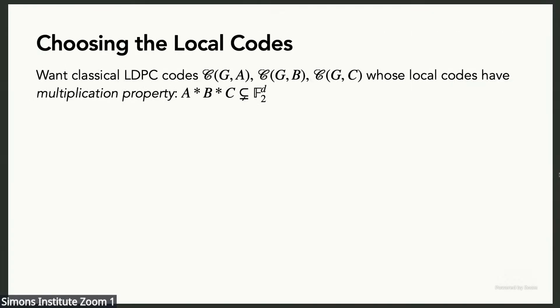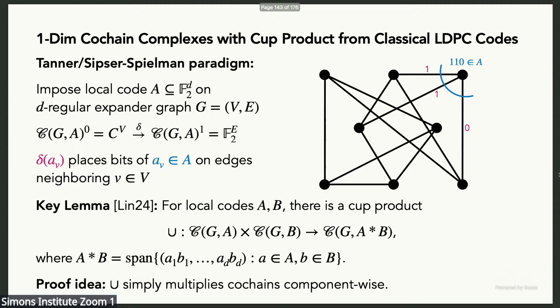Great, so how do we choose the local codes? We want classical LDPC codes where the component-wise product of their local codes, A star B star C, is non-trivial. It's not the entire vector space. Intuitively, that corresponds to making sure that the output of this cup product is not a trivial LDPC code.